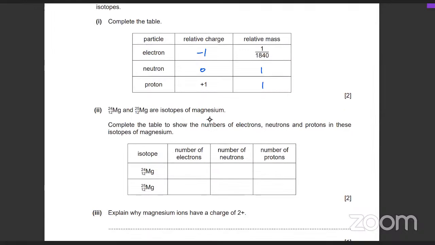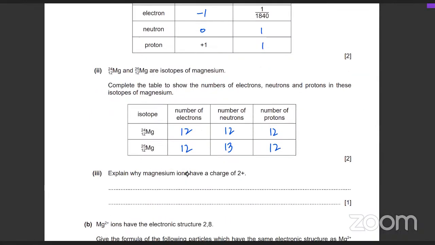Magnesium, tell me the number of electrons, neutrons, and protons. Electrons is 12, neutrons 12, protons is also 12. The other isotope will have the same electrons, the same protons, but how many neutrons? What's 25 minus 12? That's 13, right?